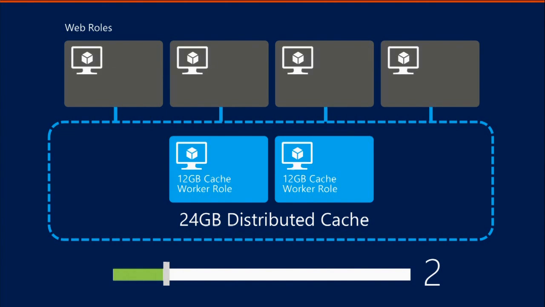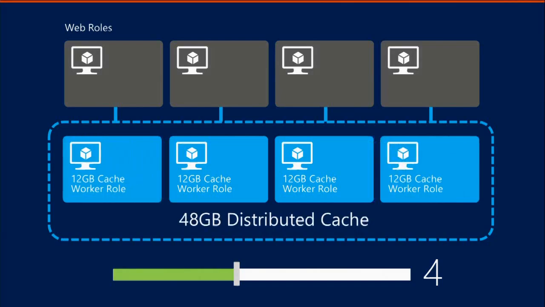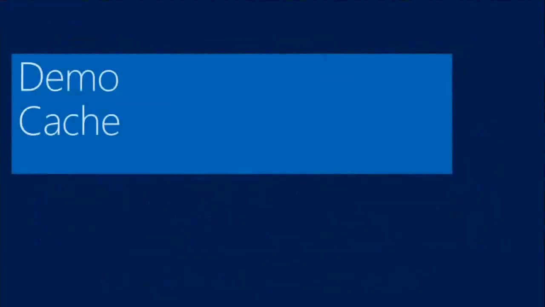What's great about this as well is, back in that portal, remember when we slid the slider up? We can also slide the slider up. So if we wanted a bigger cache, we could just drag the thing along, click on save, and we'll add 2 new cache roles, and all of a sudden we'll have 48 gigs worth of cache. Again, we can slide that cache thing back down.